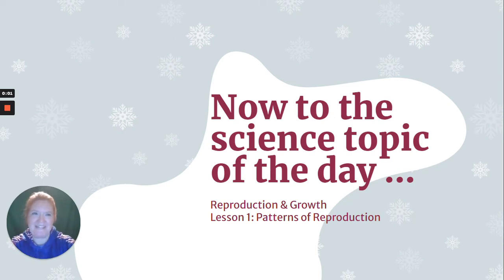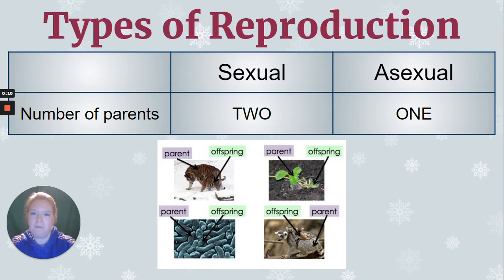Okay, are you ready for today's science topic? I know I am. Today's lesson is patterns of reproduction in the reproduction and growth unit. First, we're going to start out by comparing types of reproduction. So we have sexual and we have asexual reproduction. And we're going to compare some major features of those two types.